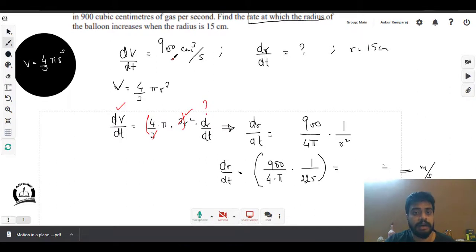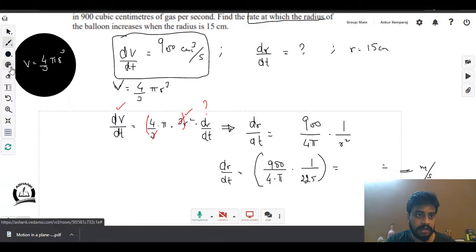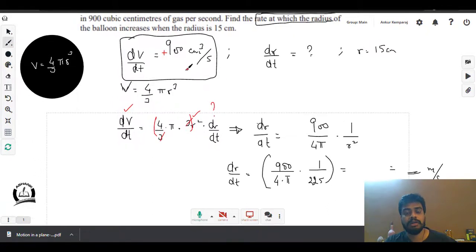Also remember that the rate of change of volume with respect to time, 900 centimeter cube per second, is positive. Positive means that the volume is increasing with respect to time. It can also happen that the volume could be reducing. It could be minus 900 centimeter cube per second. That means the volume is reducing with time.